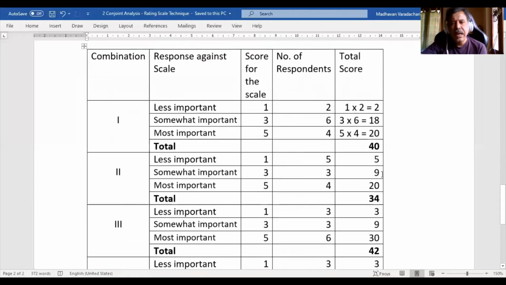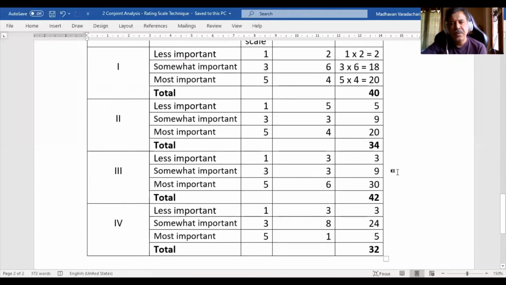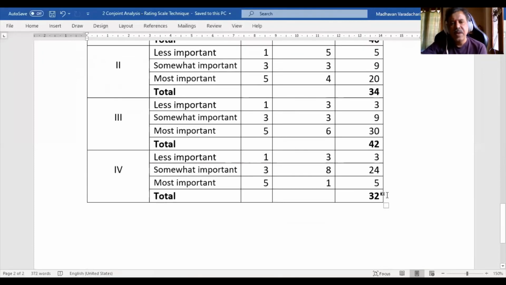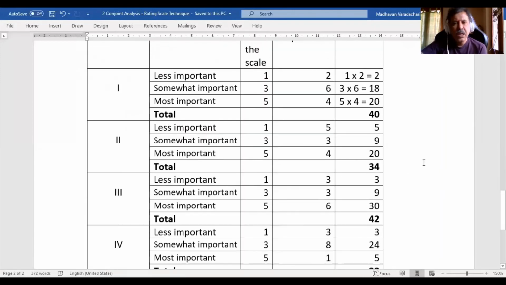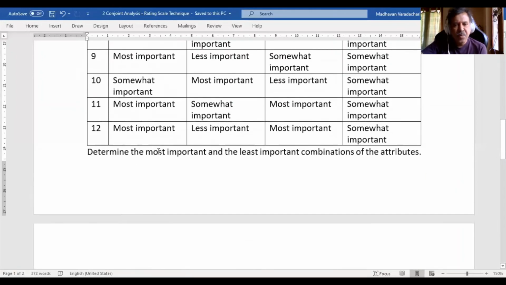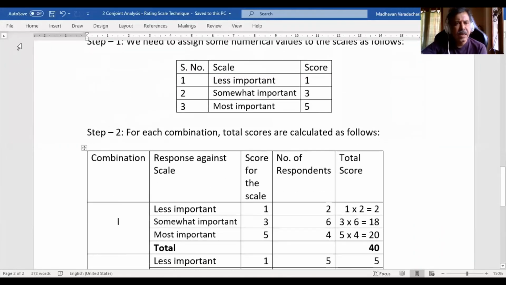Then we add up those. 2 plus 18, 20. 20 plus 20, 40. Then this is 14 plus 20, 34. 12 plus 30, 42. 27 plus 5, it is 32. Right? So now, whichever gives us the better score, that will be our most important. And whichever gives you the least score, that will be our least important combination. So we can identify that.